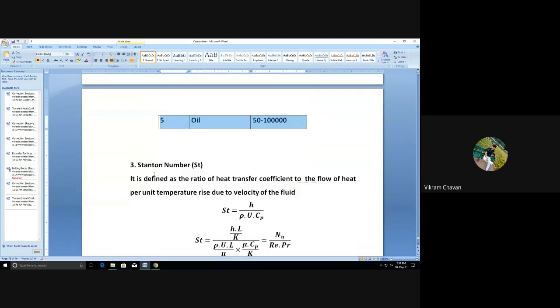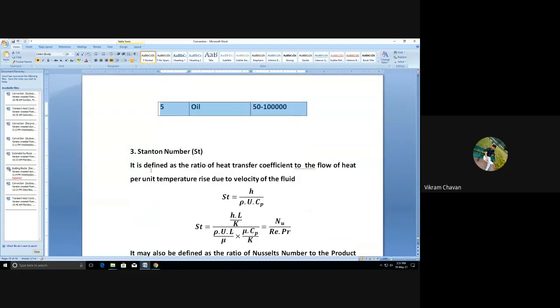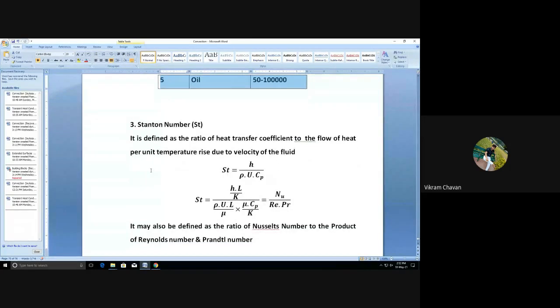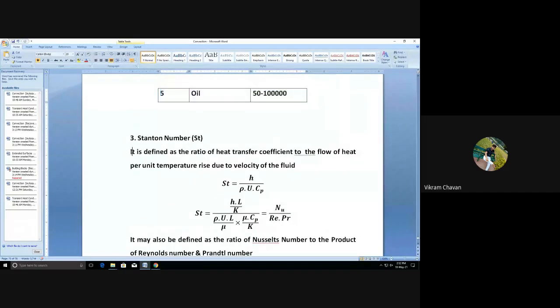Okay, so next number is Stanton number. We have seen this Stanton number in the case of forced convection dimensional analysis. Definition is on the basis of its formula. It is defined as the ratio of heat transfer coefficient to the flow of heat per unit temperature rise due to velocity of the fluid.